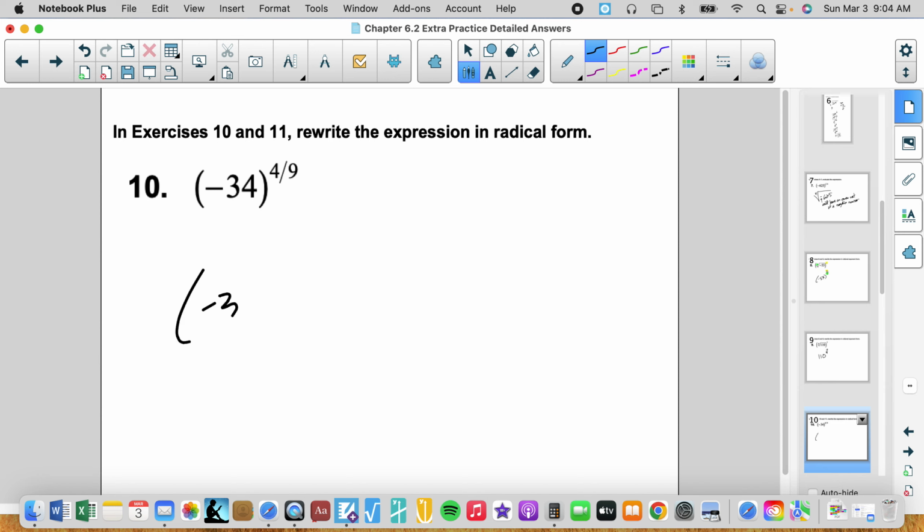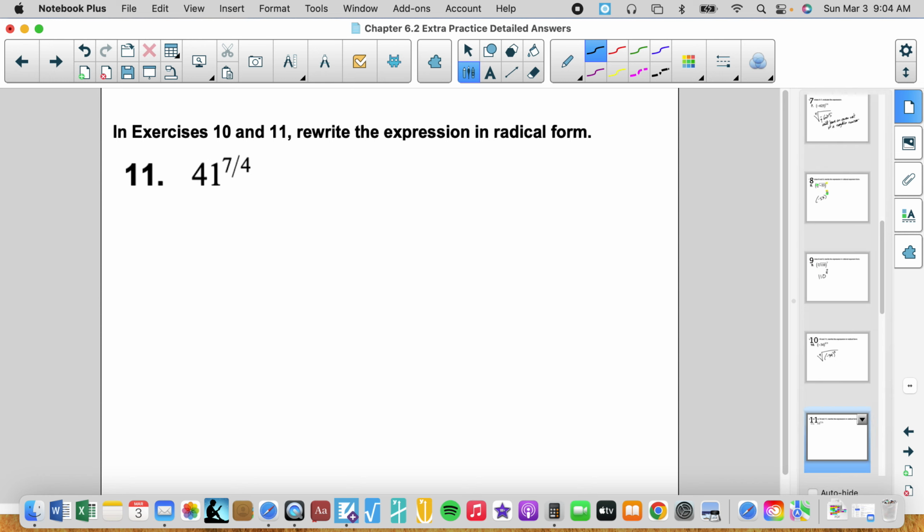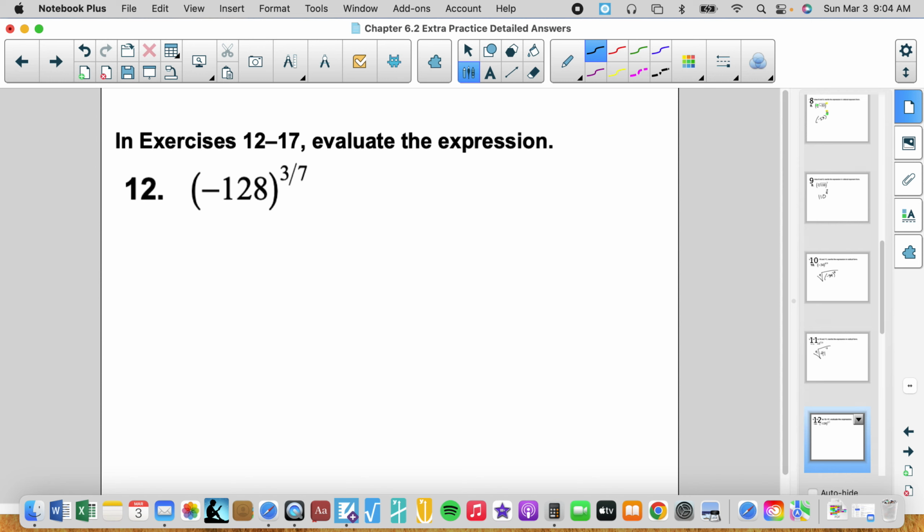This is the quantity of negative 34. Now let's do the other way. So we are going to do the quantity of negative 34 to the 4th, and the 9th root. We need the parentheses around there. So that would be our answer. Here is 41 to the 7th and the 4th root. Again, denominator is our root, numerator is our power.